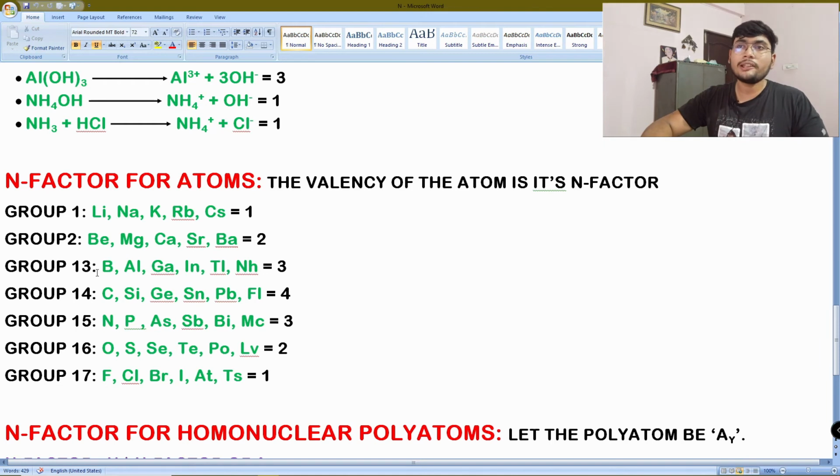All right, group 13 elements are boron, aluminium, gallium, indium, and so on. So basically the n factor is 3 because their valency is 3, you know that, right? In group 14 there is carbon, silicon, germanium, tin, and lead, and so on. So basically in these elements they have valency 4, right? They have 4 valence electrons in the outermost shell, so their valency is 4, so the n factor is also 4.